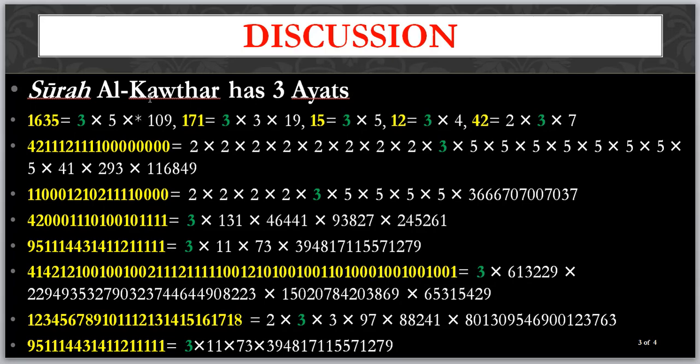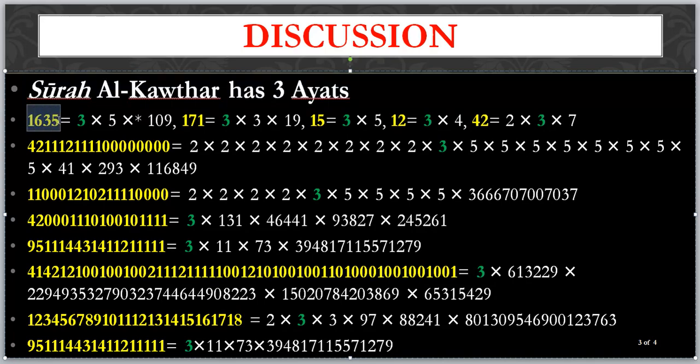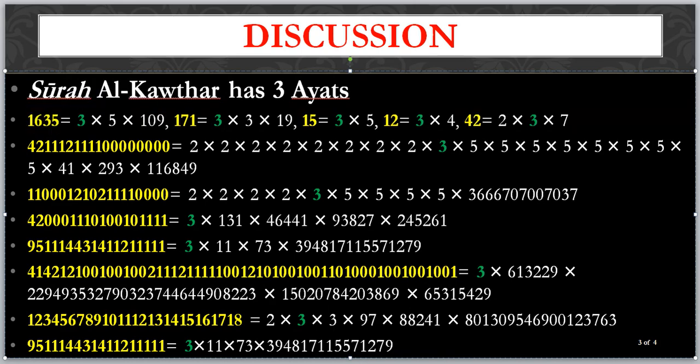Here we actually present the explanation of this claim. In Surah Al-Kawthar, we have three ayats. We know this. And if we place the numbers, and if we want to find out the roots of these numbers, we can easily find that these three are the roots of this number. These numbers are the roots of these numbers, and corresponding values are also shown for other numbers also.